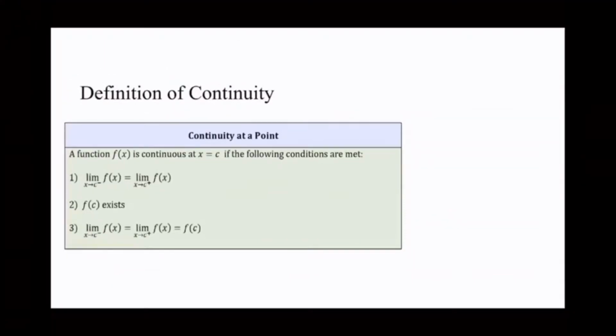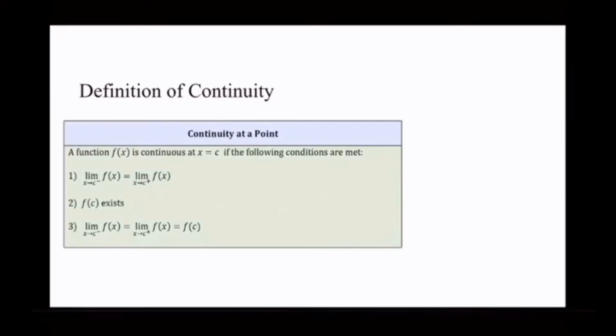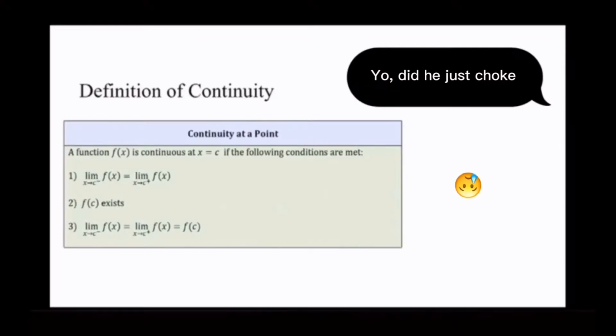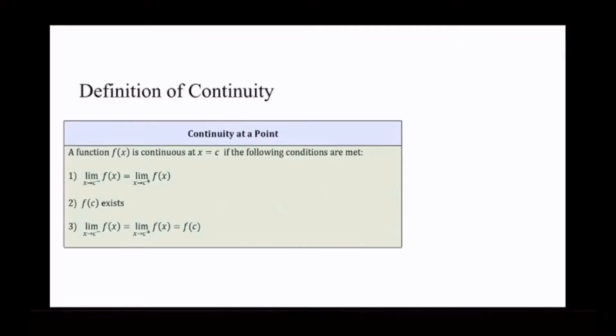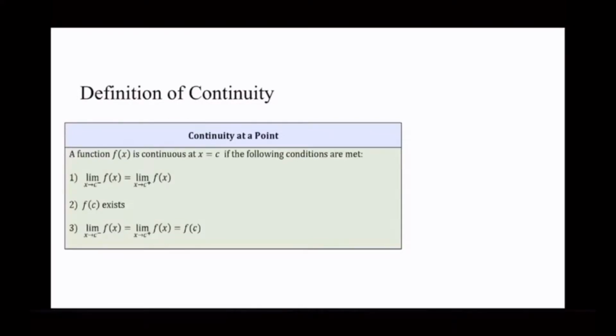First of all, the function f of x has to be defined at x equals c, which corresponds to the second condition. This might sound kind of extra sometimes, but think about y equals tangent of x, which is undefined at x equals pi over 2. Then you have to check for the right-hand limit and left-hand limit respectively, because sometimes a function can look kind of like this.